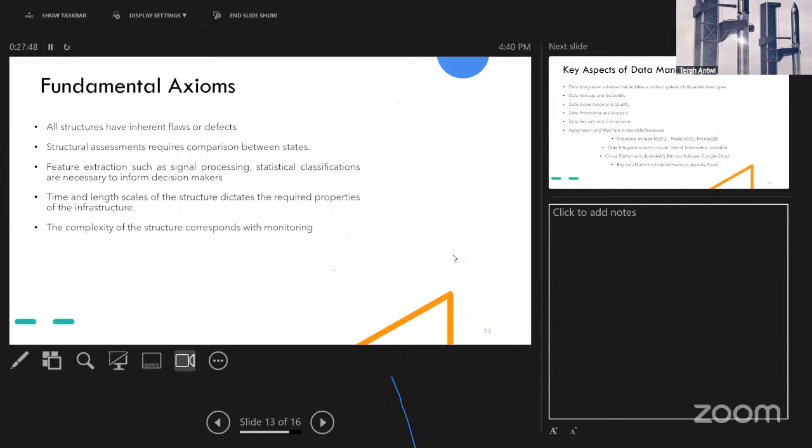Then the third assumption is that no sensor is without flaws. Every sensor has its own challenges. So what matters more when you are mapping infrastructure is the feature extraction technique you are going to use. These are methods that we use to make the data inform us on any decision. It's not the means of collecting the data, but how you manipulate the data that matters. So feature extraction techniques like signal processing, statistical classifications.